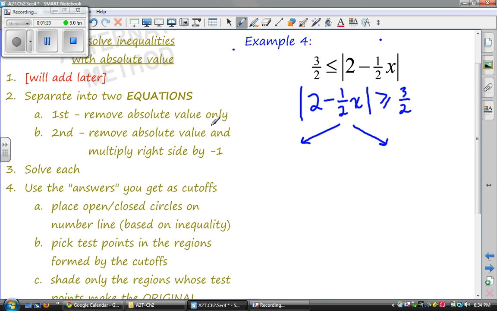The first one, remove the absolute value only, so that would be 2 minus 1/2 x equals 3/2. The second one, I'm going to remove the absolute value, 2 minus 1/2 x, again equals, and this time multiply the right side by -1. So that would be a -3/2.